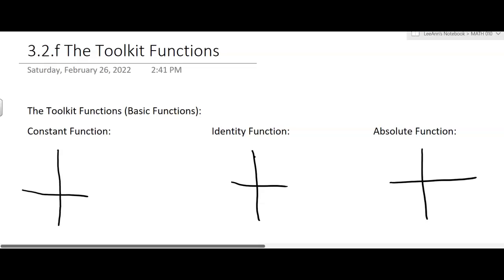Okay, so in section 3.1 we talked about basic functions. This book refers to them as the Toolkit Functions, and there were 9 of them. One of our textbooks refers to them as the library of functions. Anyway, the basic functions are the Toolkit Functions, and we're going to do a quick review, and then we're going to talk about the domain and range for each one of them, and some of them are a little bit different.